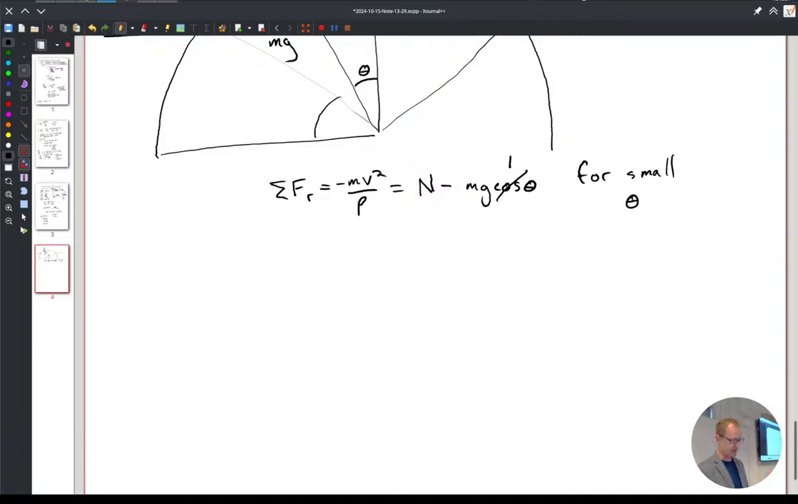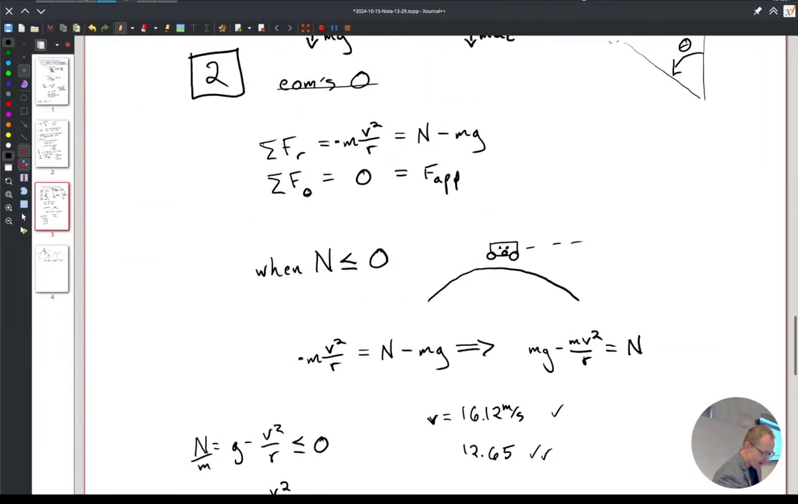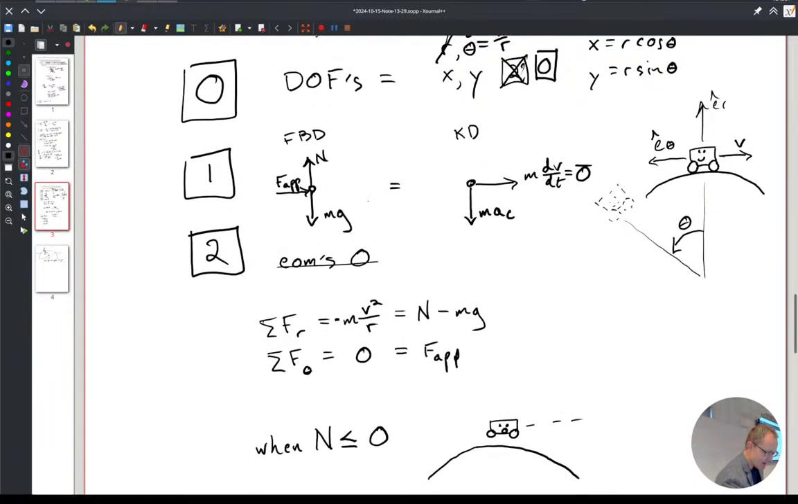You can assume, because when we drew everything at the top of the hill, really what we were doing was implicitly assuming theta is much less than 1, that it's a really small theta. So cosine of theta is 1.